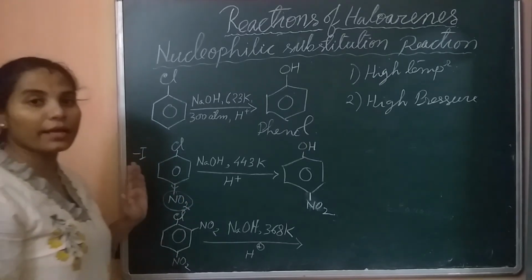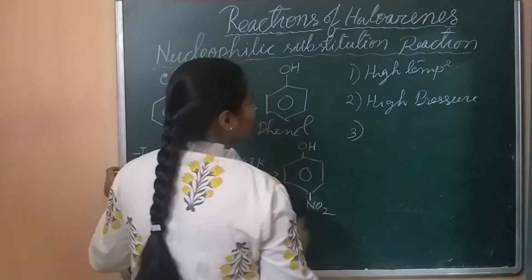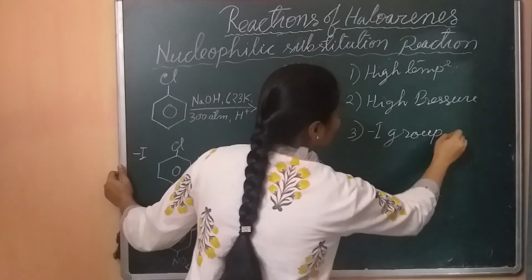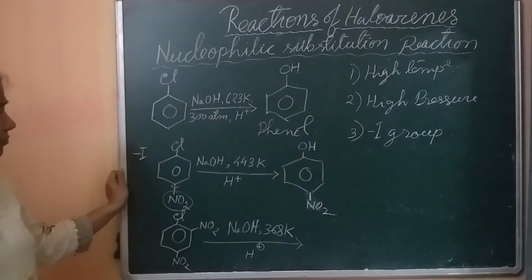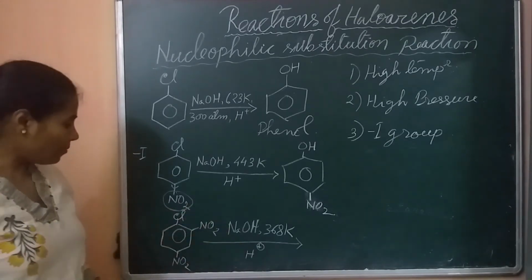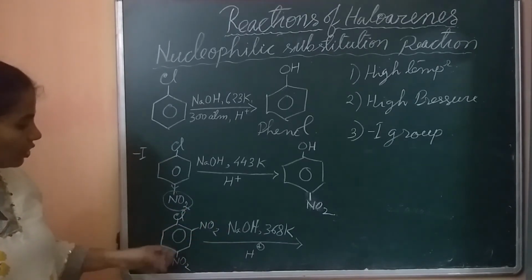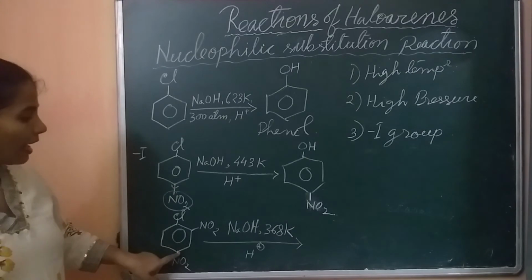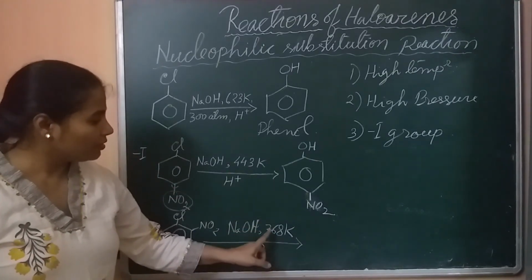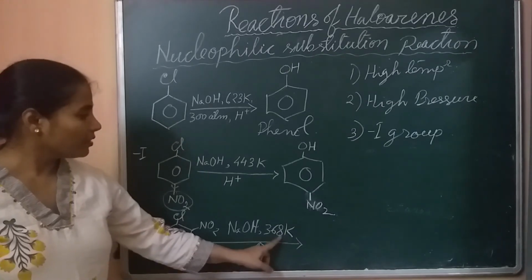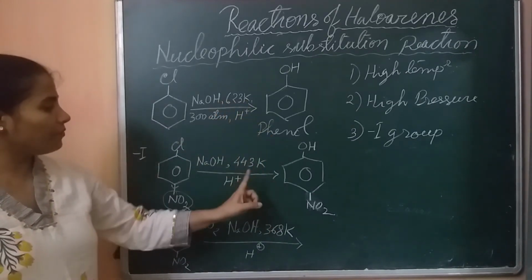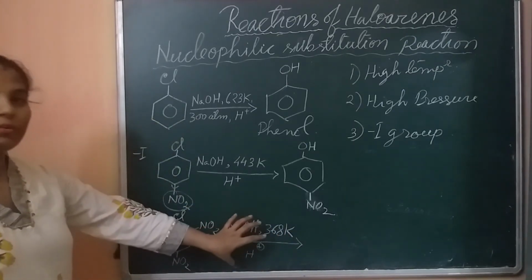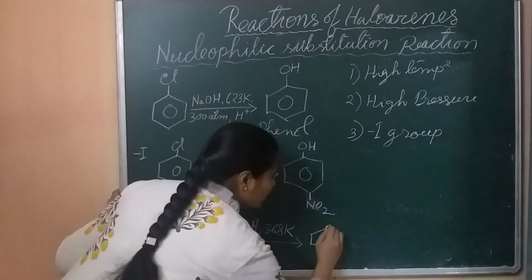So this may be the condition for the nucleophilic substitution reaction of haloarenes, that is, the presence of a minus I group. Next we will see another example. Here I have put two nitro groups, two electron withdrawing groups, at the ortho and the para position, and we have again reduced the temperature to 368 Kelvin.